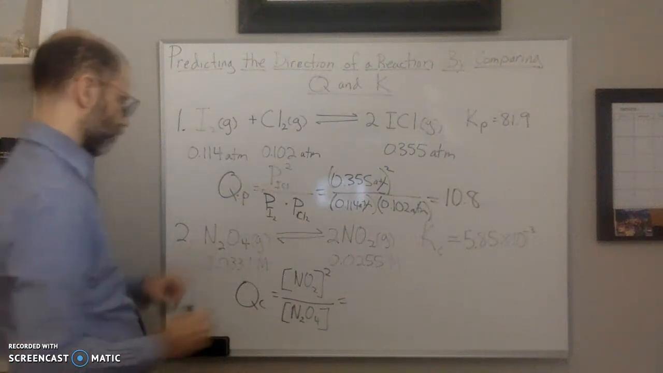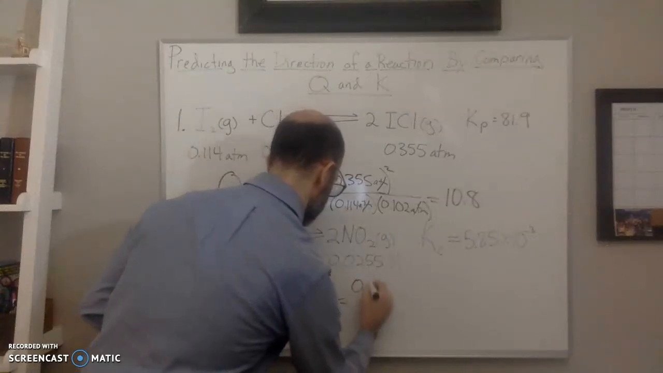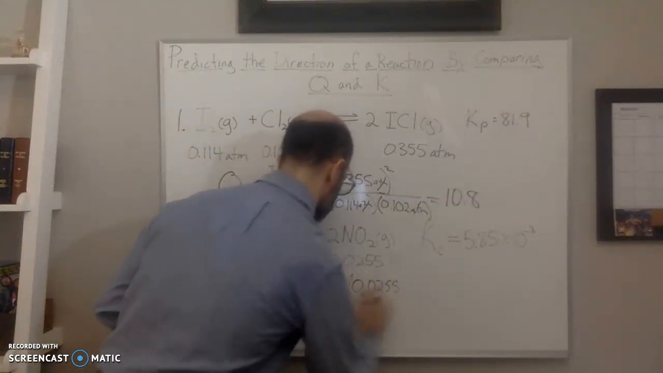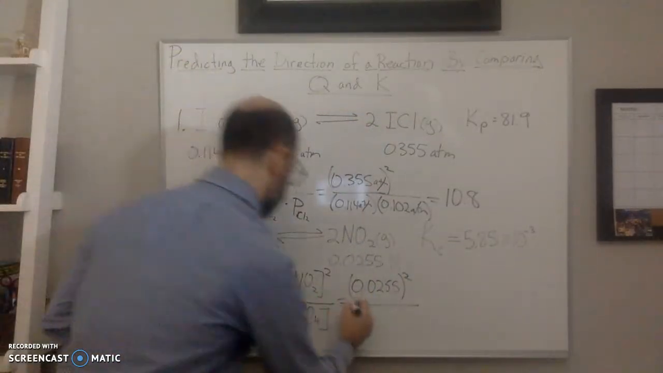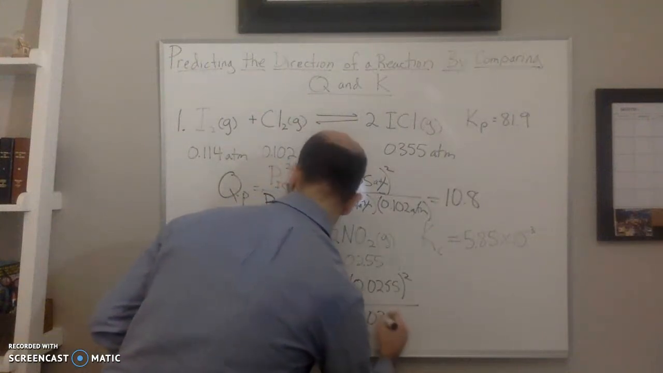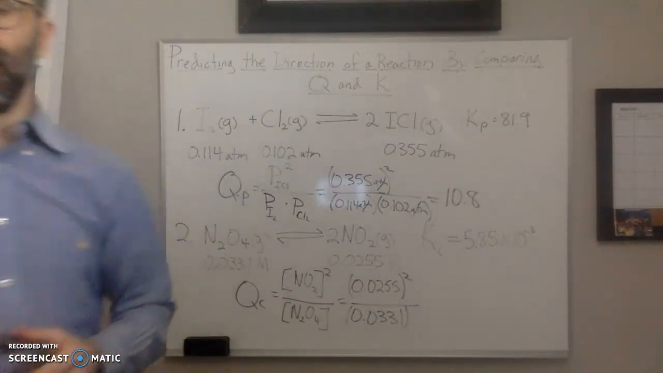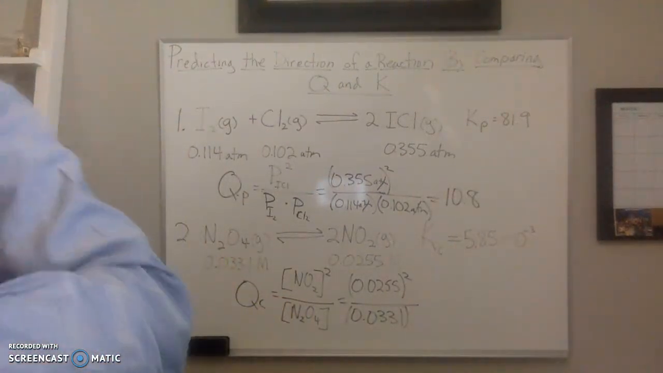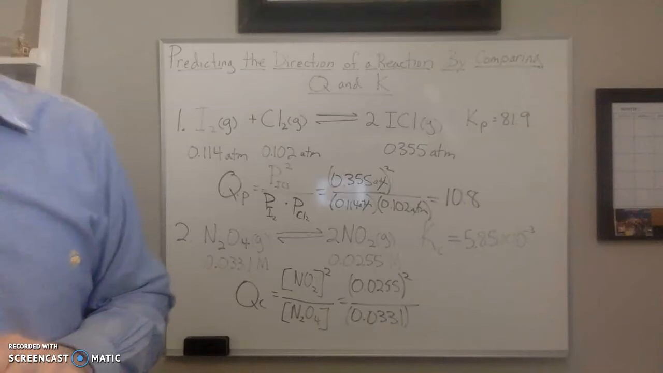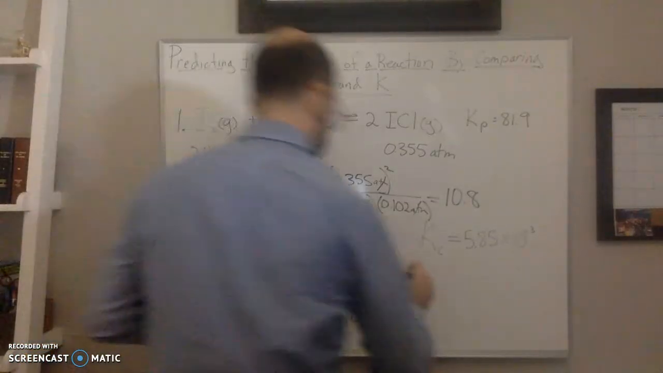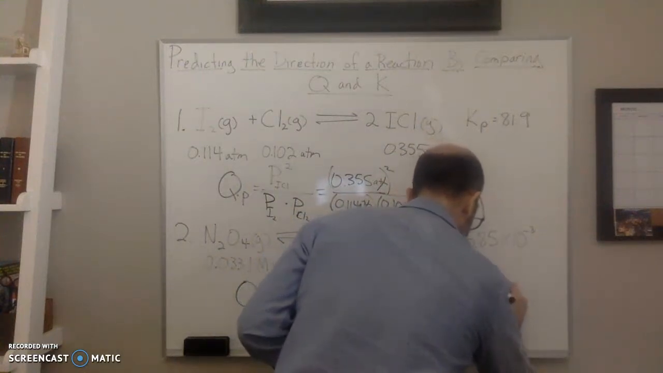Okay, so now all we need to do is put in the values. Here we have NO2, we're going to put 0.0255 squared over 0.0331. And now all we need to do is calculate that answer. And the answer is 1.96 times 10 to the negative 2.